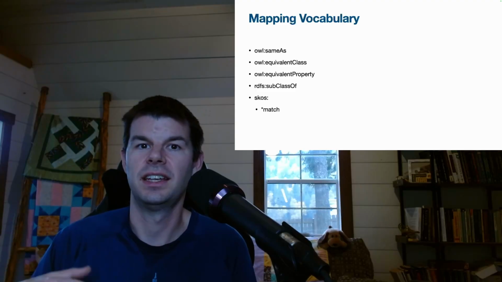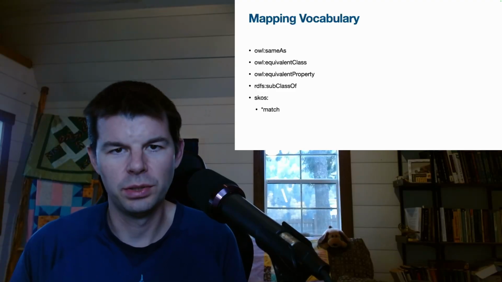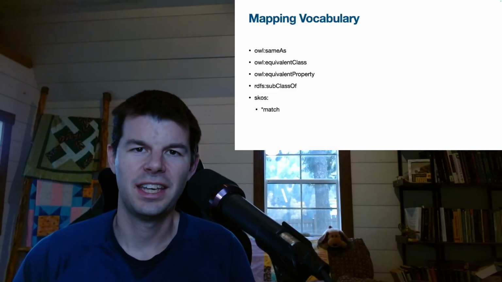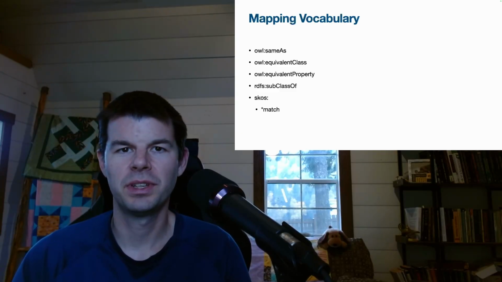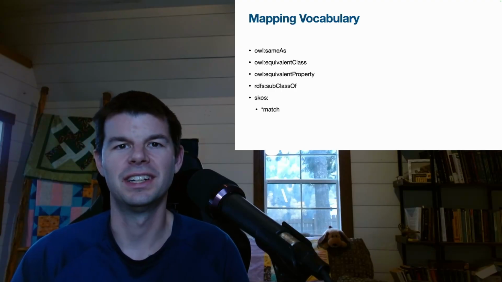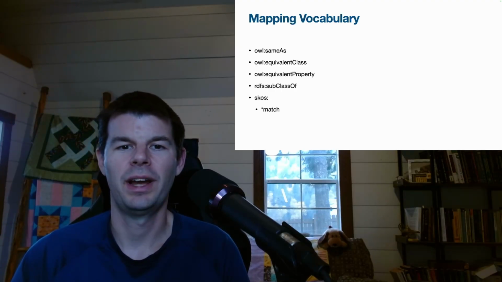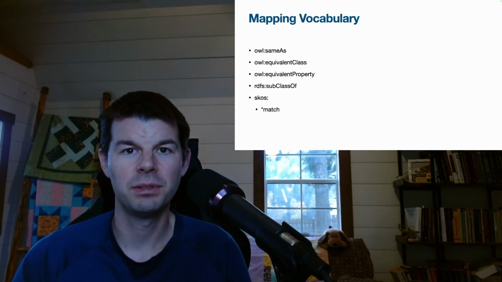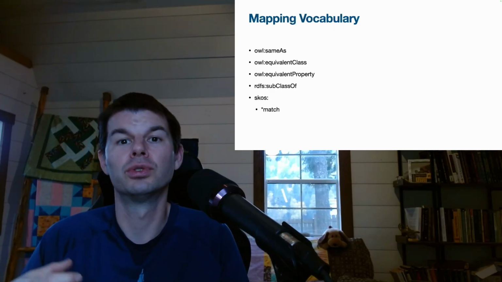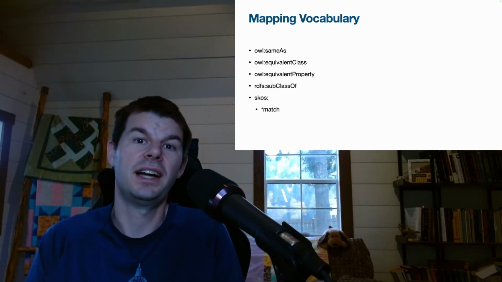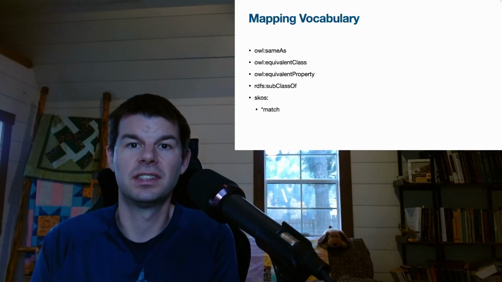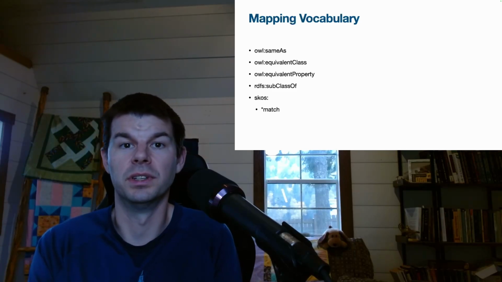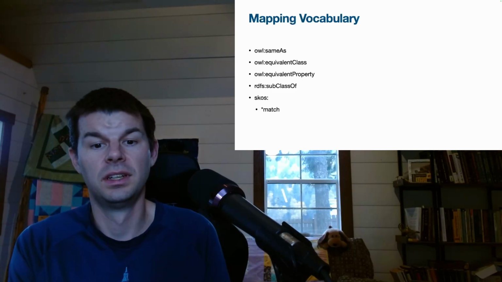So SKOS has near match, exact match, close match, broad match, narrow match. Cards on the table, I don't love the SKOS matching vocabulary. It feels a little difficult for me to understand sometimes, and I'd rather just be leveraging the sameAs or equivalent class, equivalent property bits. And if I can't do that, I'm more often creating new terms that I can use subclass of or subproperty of to nestle these things under a common umbrella term. But the SKOS vocabulary does give you a lot to work with. So if you find you like that, go for it.